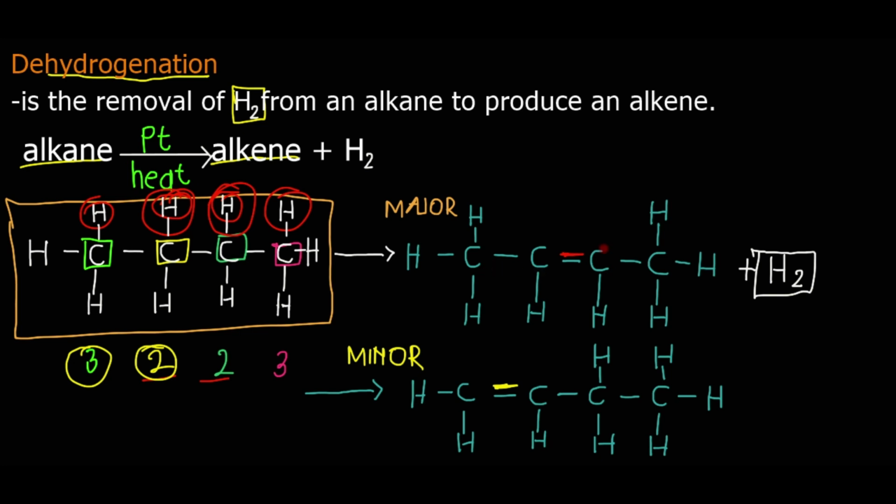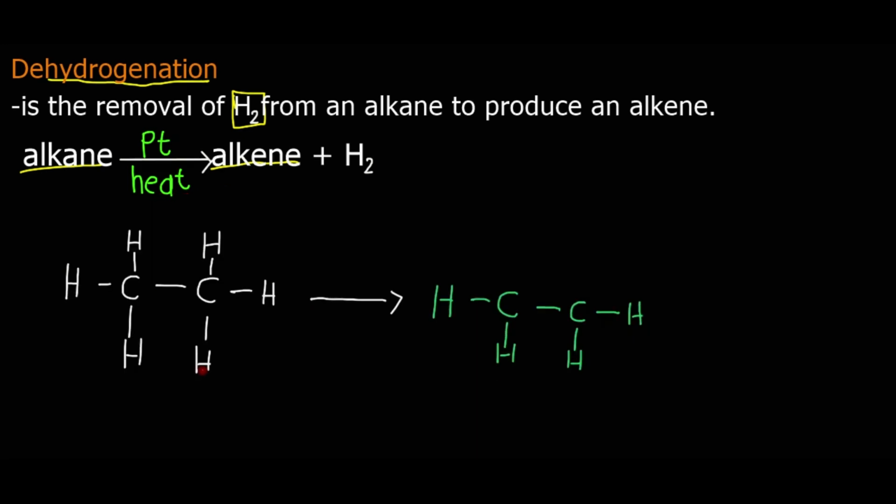So that is dehydrogenation. Always listen to what the question says. If we want the minor product, this means you remove your hydrogens from a carbon that has more hydrogens, and then you get something like this one.